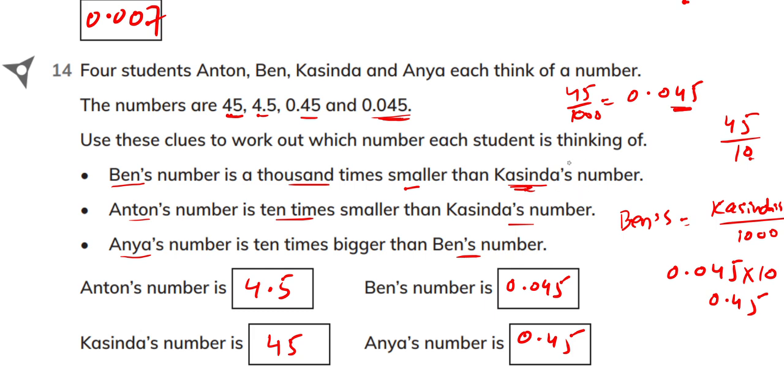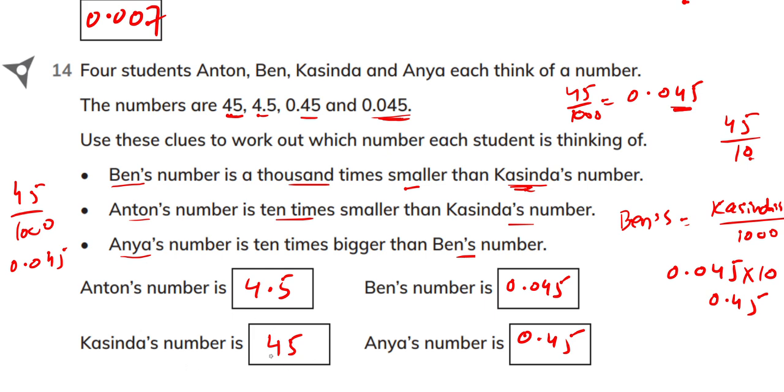Which one is the largest number of all of them, by the way? 45. If I'm saying it's 1,000 times smaller, it means you have to divide it by 1,000. So it will become 0.045. So 0.045 is 1,000 times smaller, and 45 is larger. So that will be Cassinda's number.